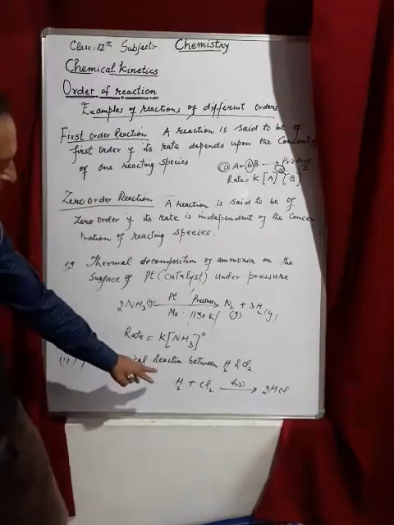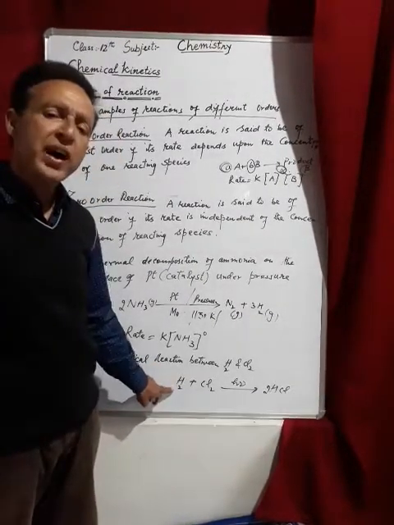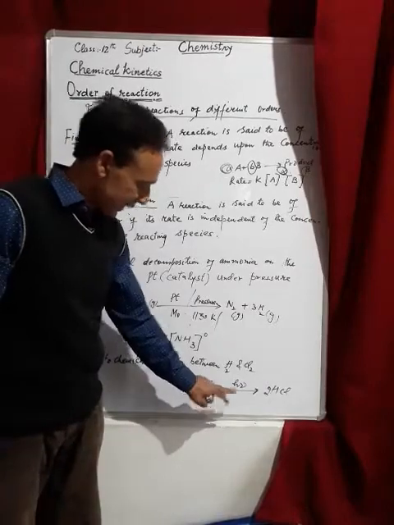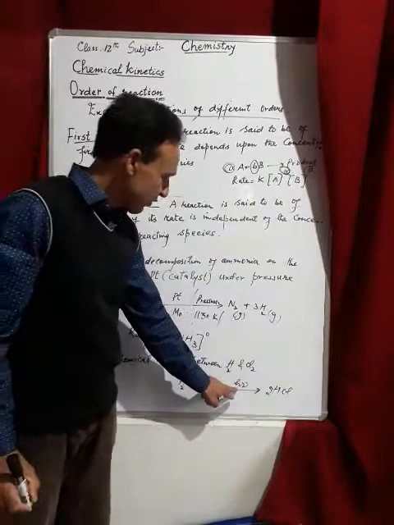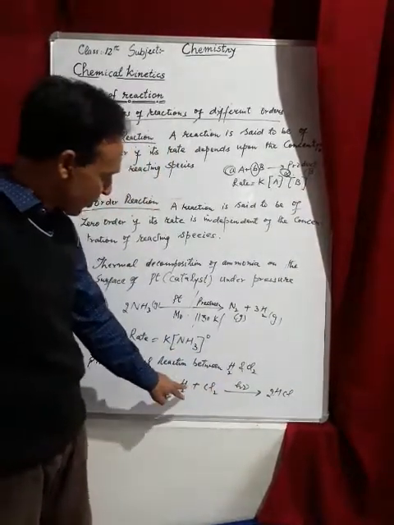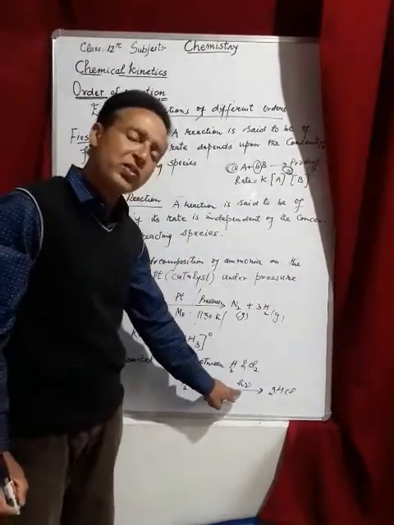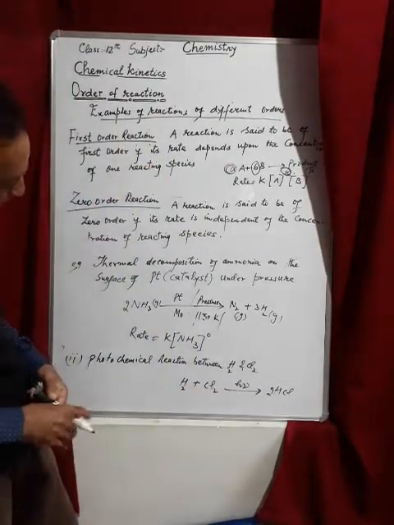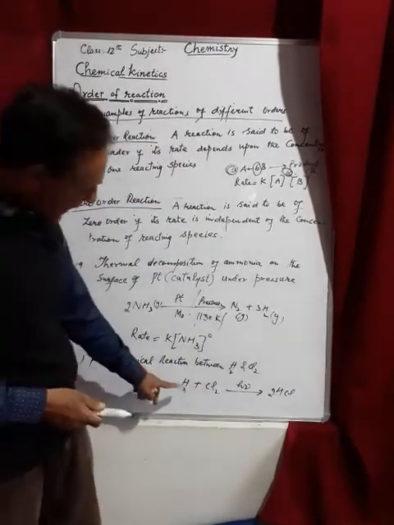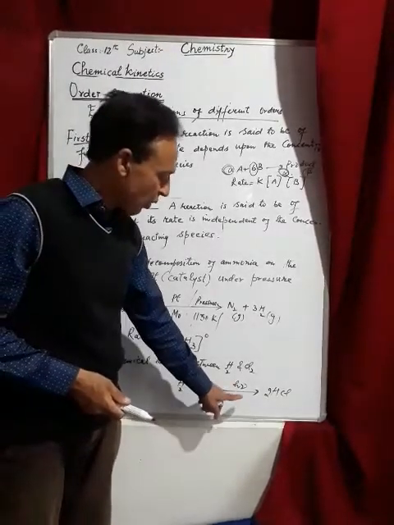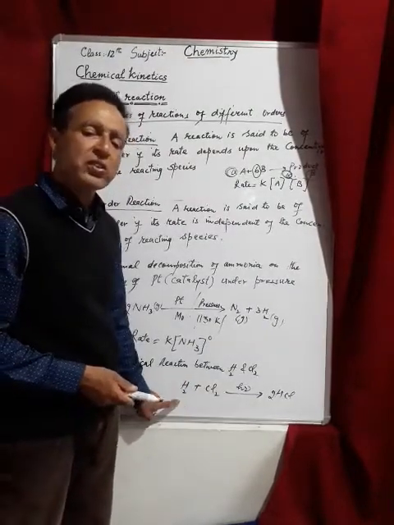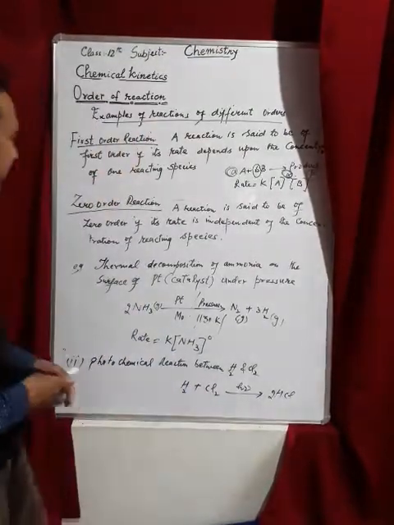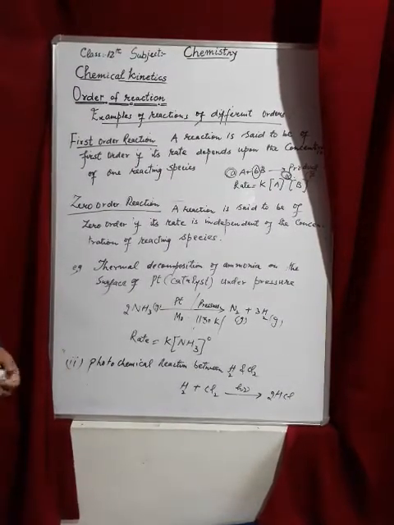So the rate does not depend upon the concentration of the hydrogen and the chlorine. The reaction only takes place when light, this is h nu, the photon of the light, falls on it. So it has been observed experimentally that it is an example of a zero order reaction where the rate does not depend upon the concentration of the hydrogen and the chlorine. These are examples of the zero order reaction.